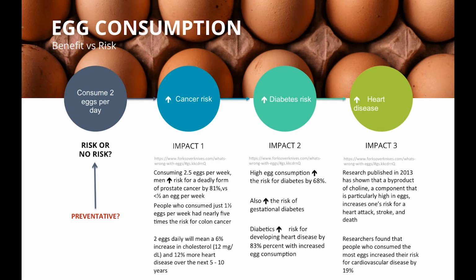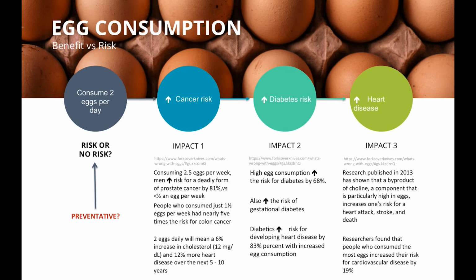So consuming 2 eggs per day, what's the increased risk? Increased cancer risk. They say consuming 2.5 eggs per week may increase the risk for a deadly form of prostate cancer by 81% versus only half an egg per week. So your probability is increased by 81%. That's high, folks. People who consume just 1.5 eggs per week had nearly 5 times the risk for colon cancer. Colon cancer is the fastest growing cancer in the world today. 2 eggs daily will mean a 6% increase in cholesterol and 12% more heart disease over the next 5 to 10 years. What about the second impact?